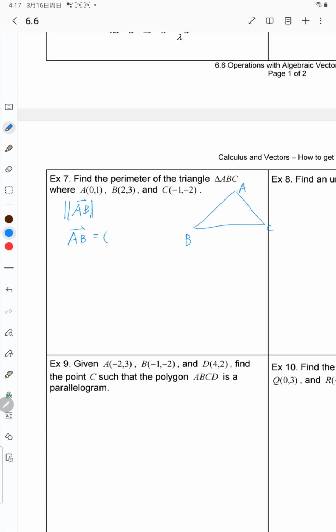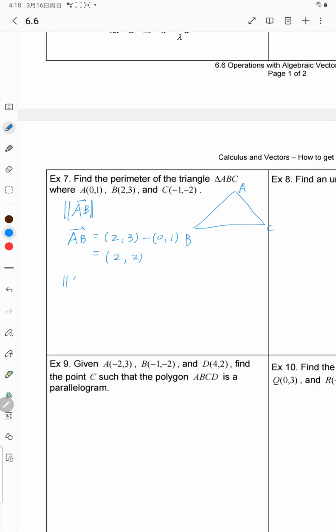If it's pointed out to B, from A to B, we're going to subtract the coordinates of B by A, and this is going to be (2, 2), right?